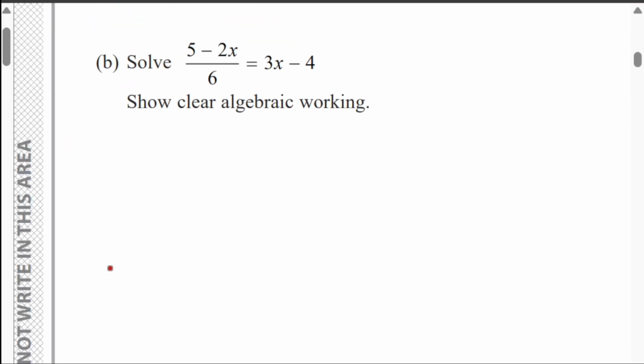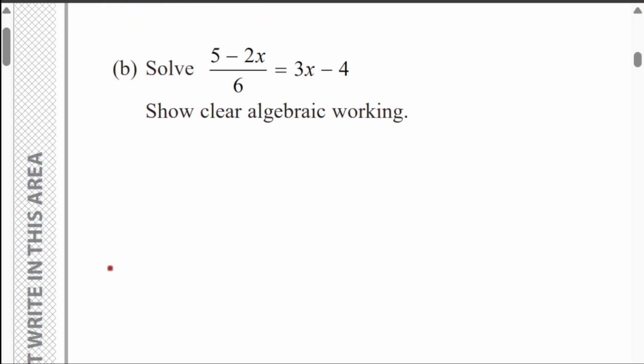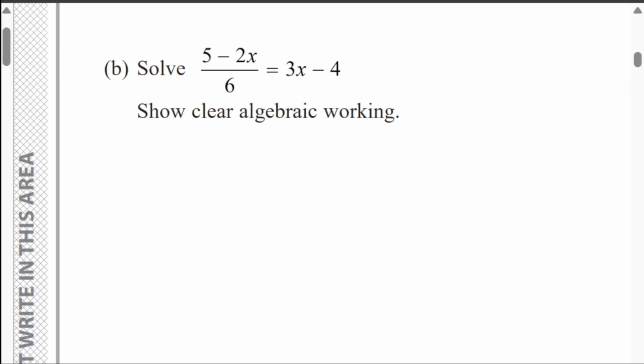Question 1 part B. Let's zoom in to make it better. Now the question says solve. When it says solve, it means find the value of x. From now on, if there is a denominator, get rid of the denominator. How do I do that? You multiply everything by the denominator.